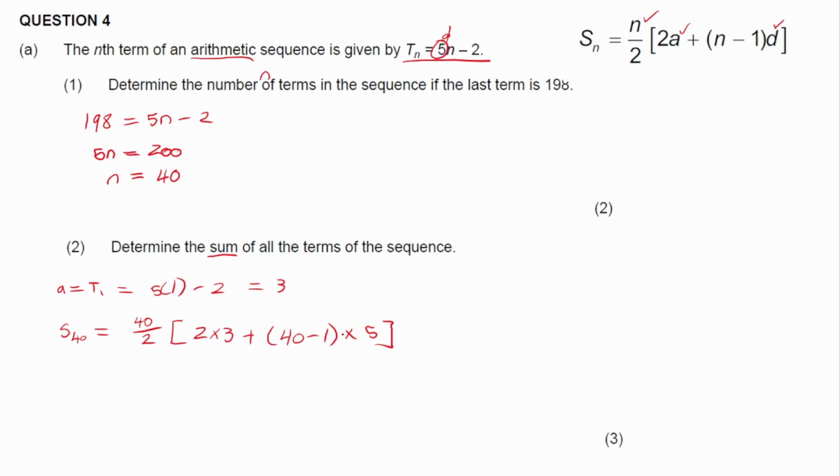So I just want to point out one thing here. You see, d is just touching this bracket, but here I've written times 5. Because if you just put 5 touching this bracket in your calculator, you'll get a syntax error. So you have to put this times 5 to avoid that syntax error. So if we put this in our calculator and we evaluate it, we'll get 4020. So that's the sum of all the terms of the sequence.